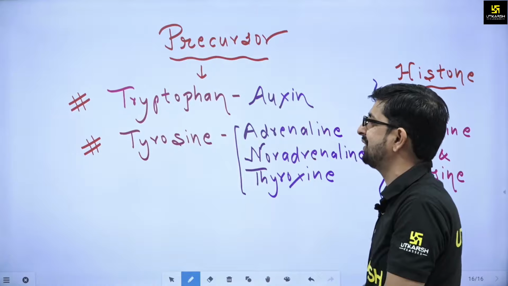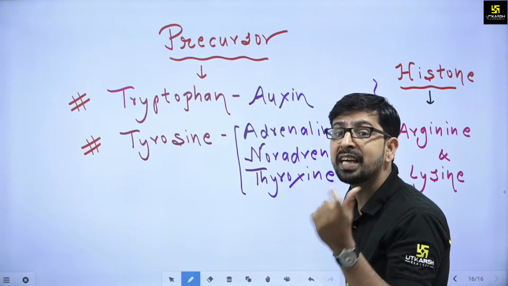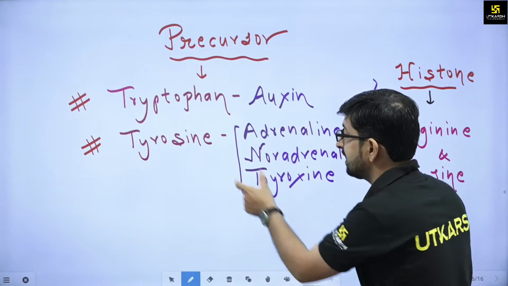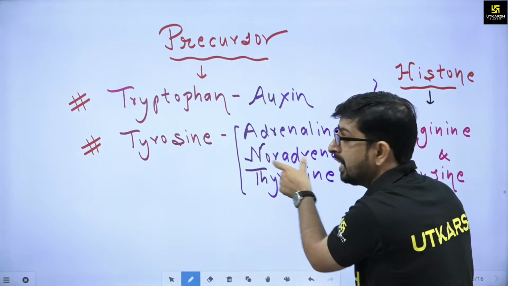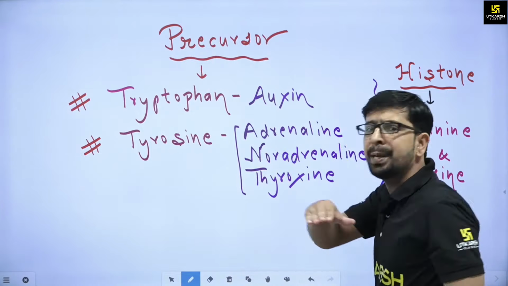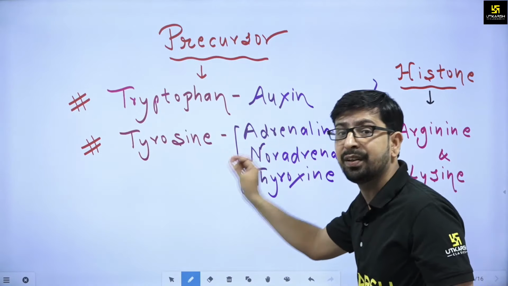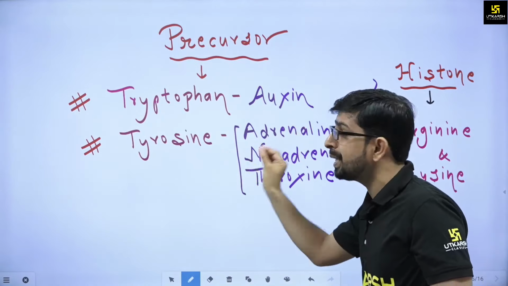Very, very important question. Then adrenaline, noradrenaline, thyroxine. Trick: tire wali anti. Tire is tyrosine, anti is noradrenaline, adrenaline, anti-thyroxine. These hormones are synthesized from the tyrosine amino acid. So, what is the precursor of auxin? Tryptophan. What is the precursor of adrenaline, noradrenaline and thyroxine? Tyrosine. Very, very important question. Tire wali anti. Okay.